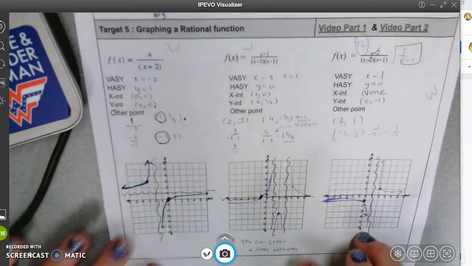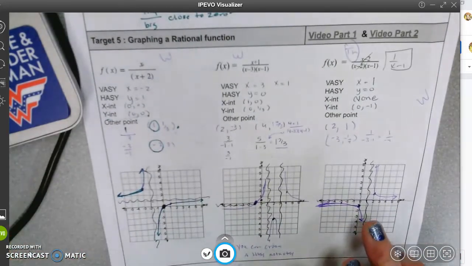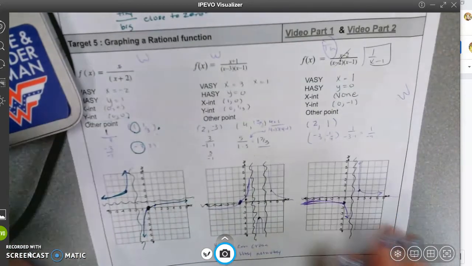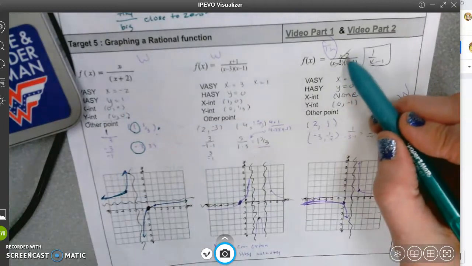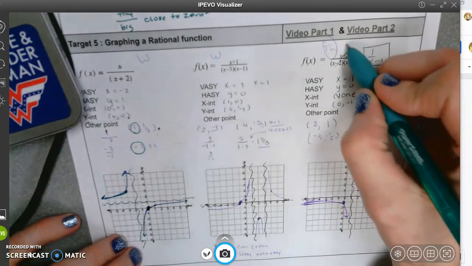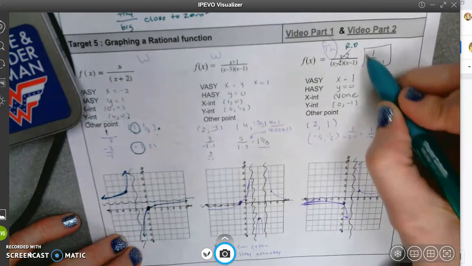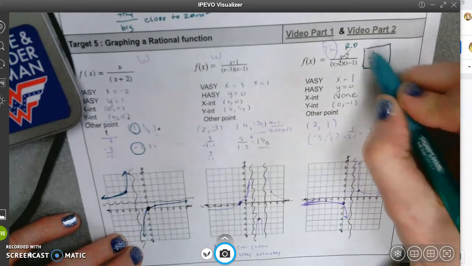I'm going to go all the way to the third one because it's a little easier to graph, and then I'll do the middle one last, okay? So the third one, remember, was that cool one that crossed off the x minus 2's and had a removable discontinuity, which we call a hole. It gives us a prettier, smaller equation.